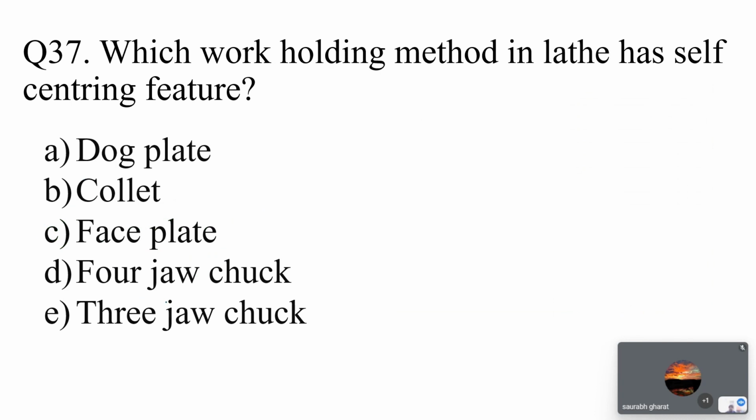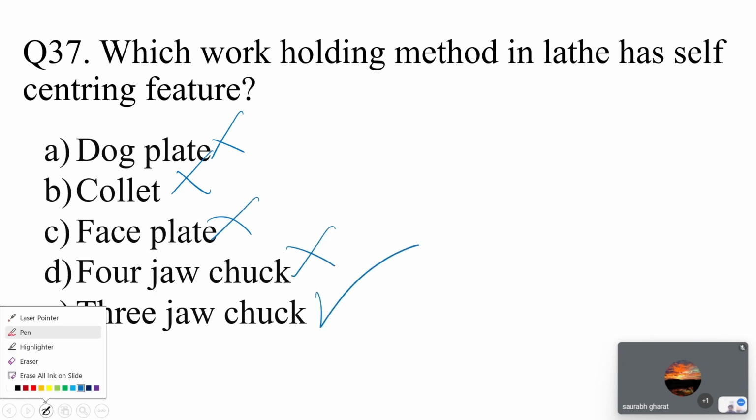Which work holding method in a lathe has the self-centering feature? Does the dog plate have it? No, it doesn't. Does the collet have it? No, it doesn't. Faceplate? You don't have it. Four jaw chuck? No. Three jaw chuck? Yes. Only the three jaw chuck has the self-centering feature.